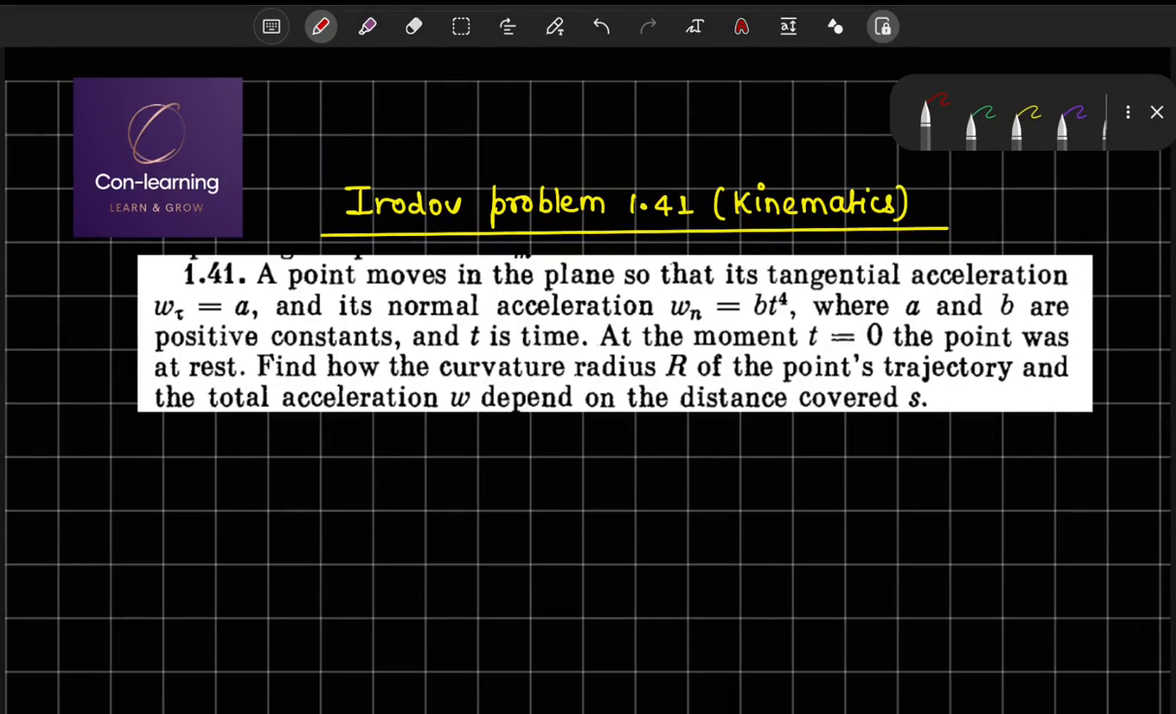Hello everyone, in this video we are going to solve problem number 1.41 from Irodov, and that is related to kinematics. So let us first read out the problem and then we will solve it step by step.